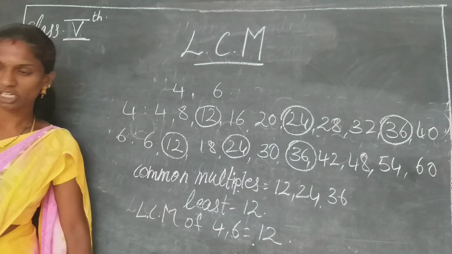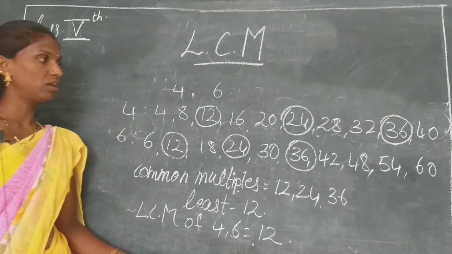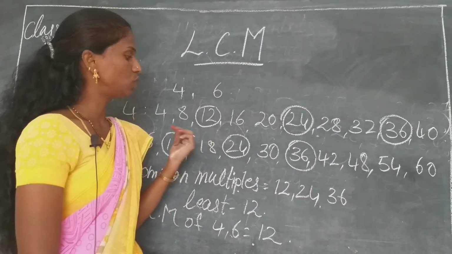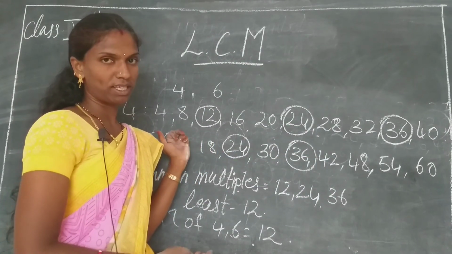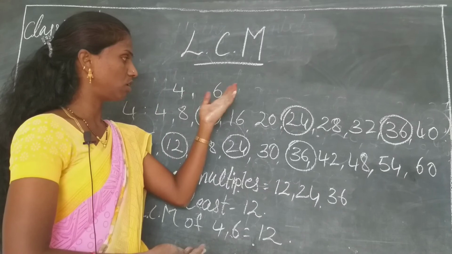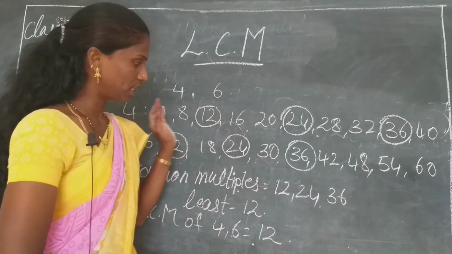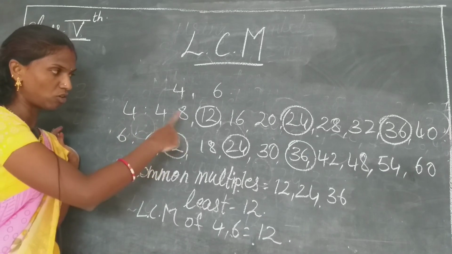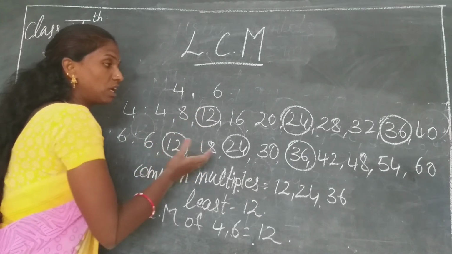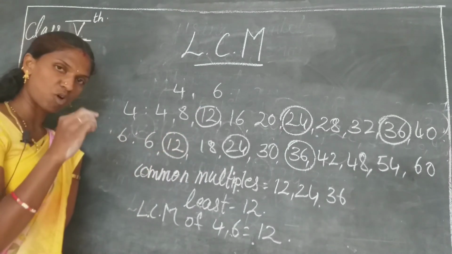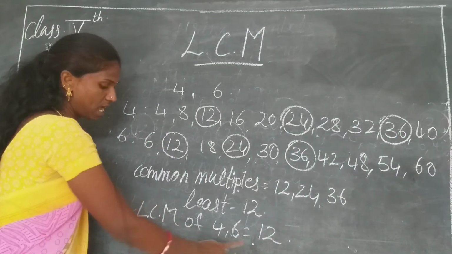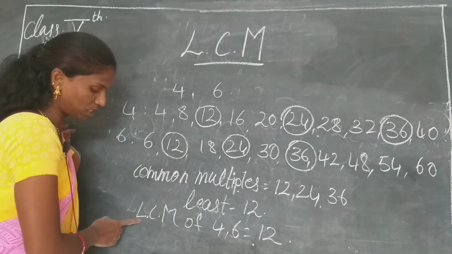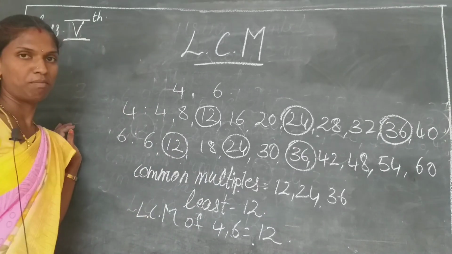Did you understand, children? The same topic you have in your maths in your 5th class. So do some more examples, take some more numbers of your own, watch the video carefully. You have to take the numbers like this, you have to round off the common numbers, and in that common, which is the least, which is the smallest, that smallest number is the LCM of the respective numbers. LCM means least common multiple.